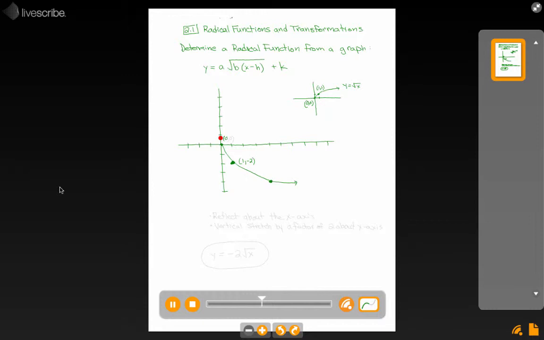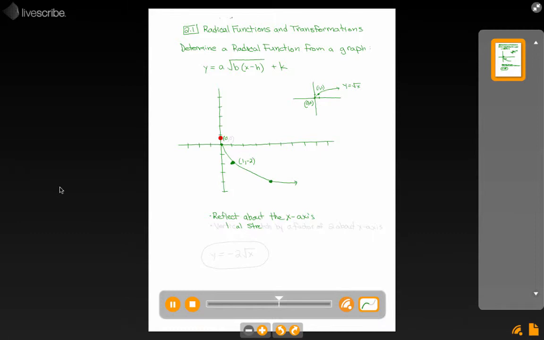So definitely a couple things look like they've happened to this graph. It looks like it's been reflected about the x-axis. So definitely a reflection about the x-axis, as it looks like it's upside down. And it does look like it's been stretched. Just the fact that the original goes 1, 1, over 1 and up 1, and this one goes over 1 and down 2.